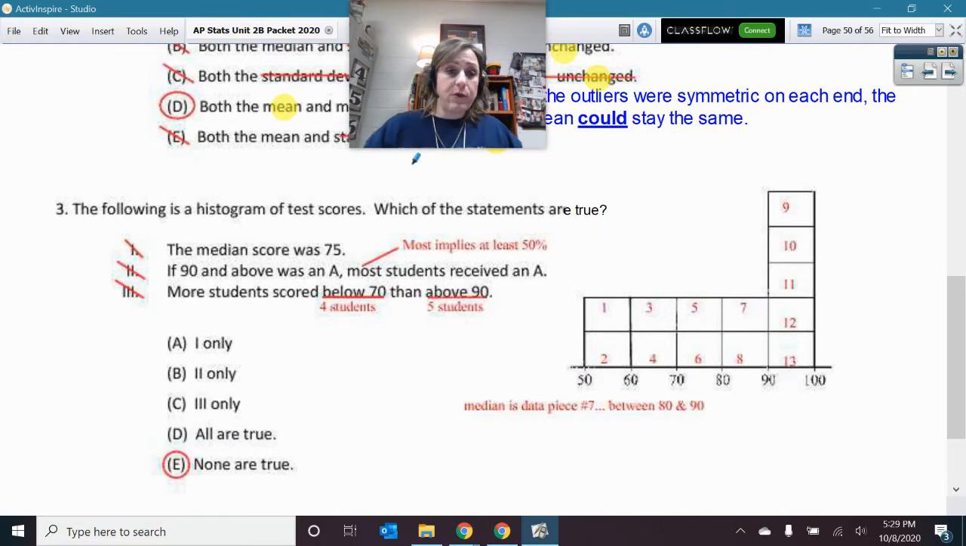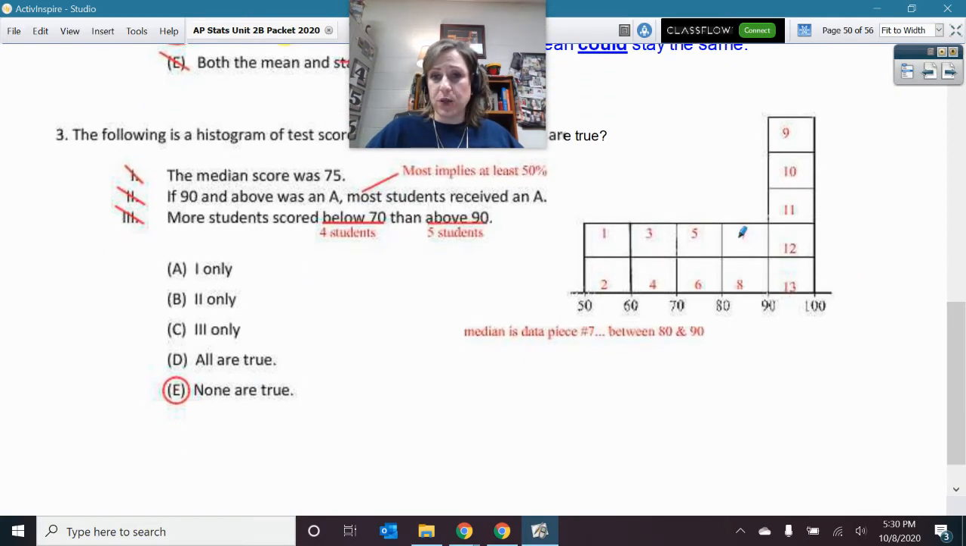All right, here we have which of these statements is true. Do keep in mind that if 90 and above is an A, most of the students, that's over 50%. Okay, so this is not over 50%. It's not the majority. So we're not going to go with 2 as being true. And then you can see why these other ones, the median is not a 7. I don't know that that's 75. 4 were below and 5 were above 90. So that's not true either. The median data piece is number 7, which is right here in between 80 and 90.